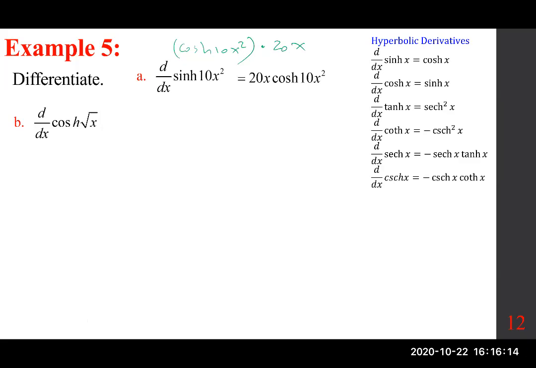For the next one, the derivative of cosh square root of x. Now again, you want to read this as cosh. What is the derivative of cosh? Sinh. So sinh square root of x, and then the derivative of square root of x is 1 over 2 square root of x. By now, we have enough practice. I'm assuming everybody knows this. So the derivative of a cosh is sinh. Everybody, cosh is sinh. And then by the chain rule, the derivative of square root of x, and there you have it.